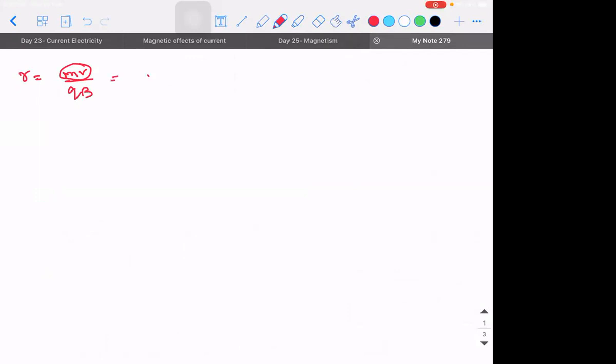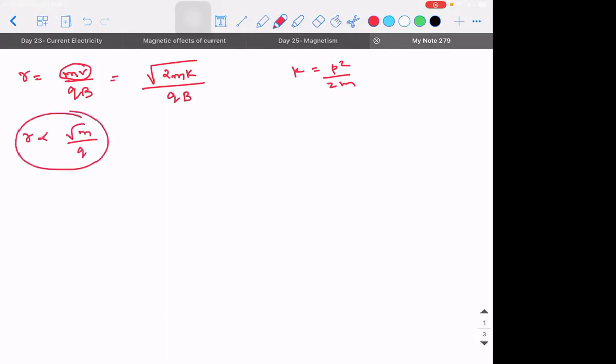So what we can do is, we can write it as root of 2m into k divided by qb. Because k is equal to p square divided by 2m. So p is equal to root of 2m into k. So r is directly proportional to square root of m divided by q. Not much difference. It's the same. So you need to calculate the mass by charge ratio. That is going to give you the answer. You should know the values and then substitute it. That's it.